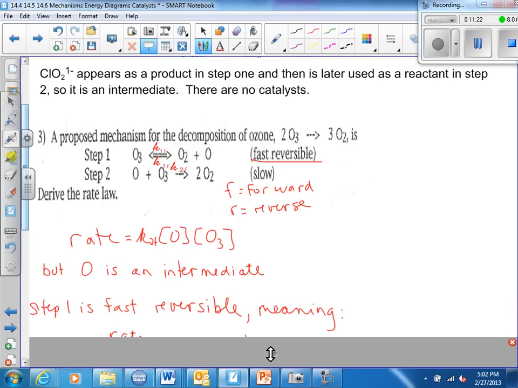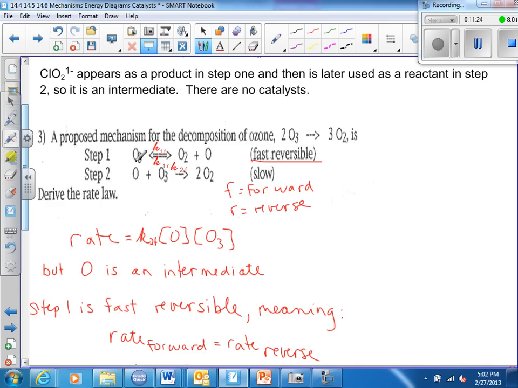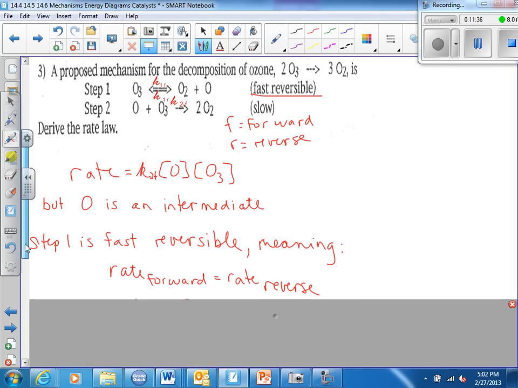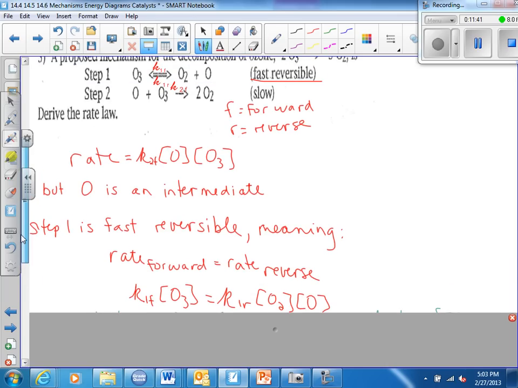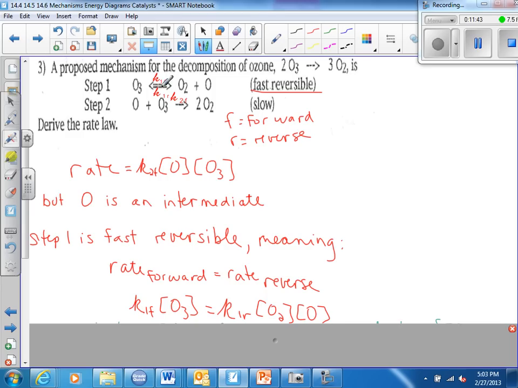So what does that mean, fast reversible? It means the rate forward is equal to the rate reverse. And we know that rates can be written as the rate constant times the concentrations. So the forward rate, let's look at this. What is that forward rate? Let's look back at the reaction so you can see it. The forward rate would be K1 forward times O3 right here. The reverse rate would be K1 reverse, the rate constant for the reverse reaction in step 1, times O2 times O, right there.